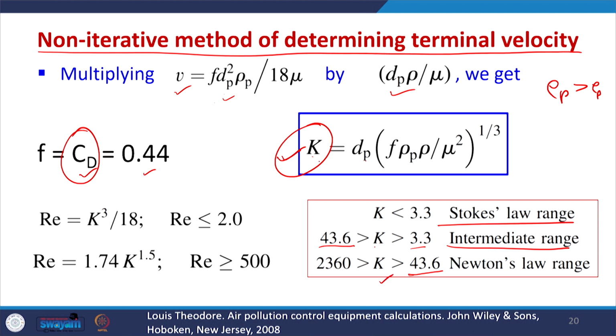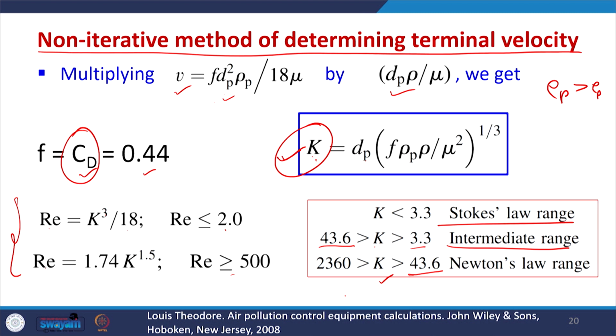Now, using this k factor, the equations for Reynolds number for different ranges are also modified. So, this equation can be changed as follows. For less than 2 in the Stokes law region, the Reynolds number will be given by k cube by 18, and similarly for greater than 500 in the transition zone, Reynolds number can be given by this equation.